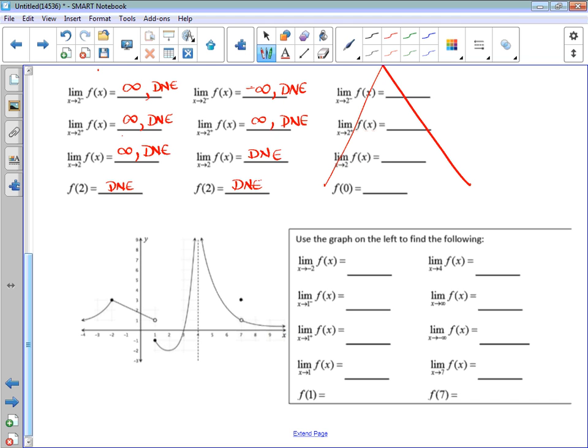All right, guys, let's go through these. So as x approaches -2, what did you guys come up with? 3. What about 1 from the left? 1, good. 1 from the right? Good, just 1? Does not exist. And f of 1? -1, good.